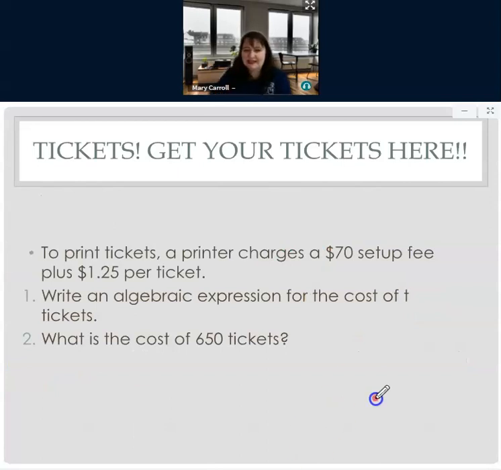Okay. Tickets. Get your tickets here. To print tickets, a printer charges $70 to set up and $1.25 per ticket. Write an algebraic expression for the cost of T tickets. Remember, it's going to be like this. We're going to replace the x with a T. I'm going to add something, and there we go. So these are my 2 numbers. Decide where they go, and then when you're done, make sure that if I bought 650 tickets, what would my bill be? Pause the video.